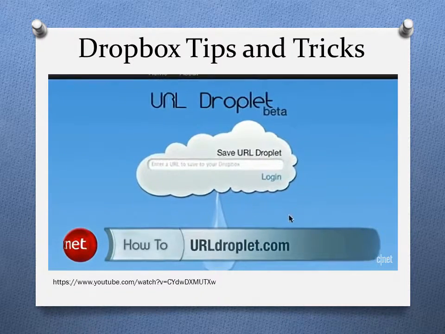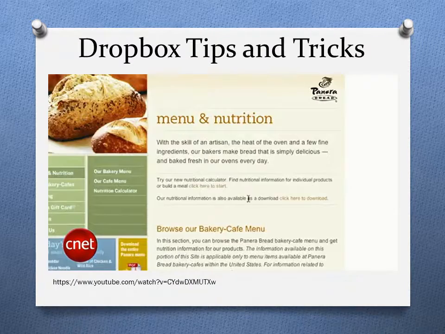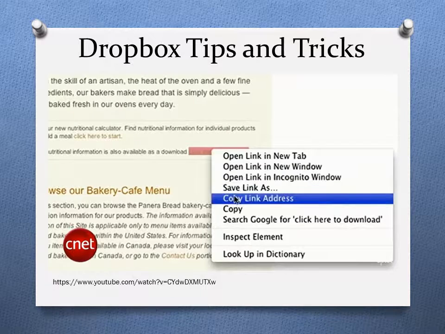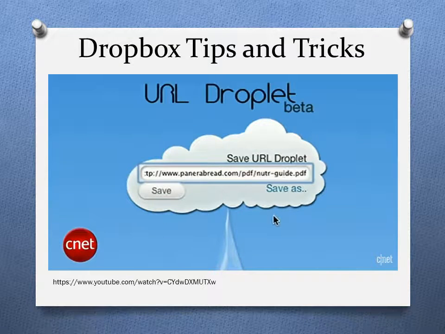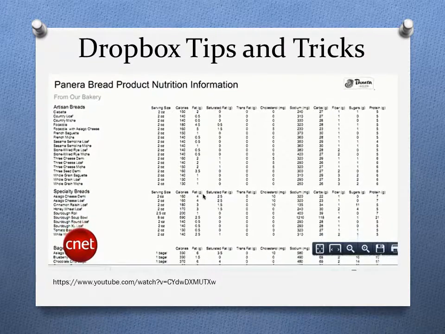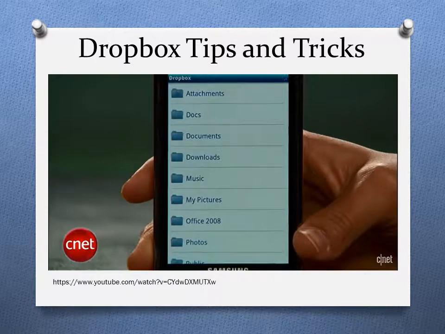Another company got creative and built a tool that lets you upload target links to your Dropbox. For instance, if a restaurant has a PDF of nutritional facts on their website, you can copy the link, paste it into urldroplet.com, and it'll be uploaded to your Dropbox. So it's nice. You can find a link and upload it that way, or email attachments and your files will be waiting for you on another computer or phone whenever you're ready.